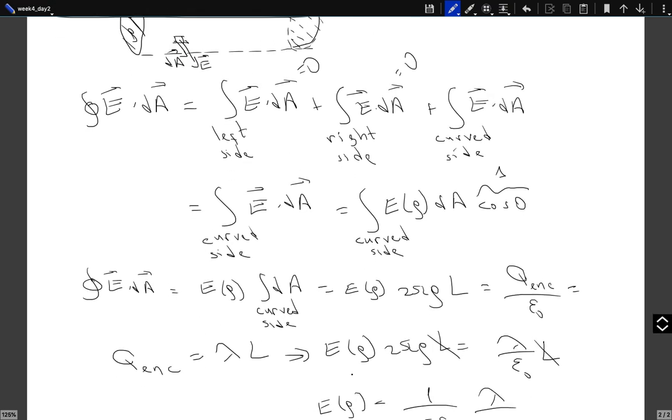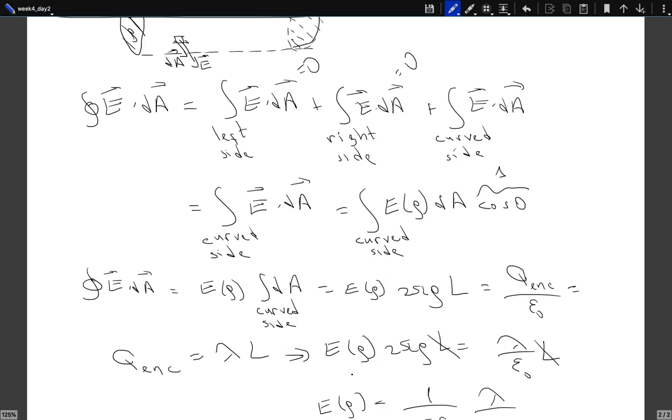You see, on one hand, we evaluated E dot dA over the closed surface that we had chosen, and we found that that integral is equal to E rho times 2 pi rho times L. On the other hand, what Gauss's law tells me is that this integral, whatever surface you have, should be equal to the total enclosed charge in the surface divided by epsilon 0. Now, any questions up to that point?